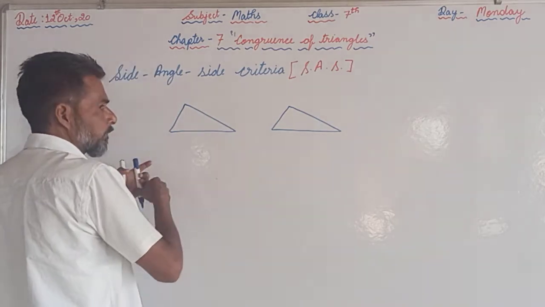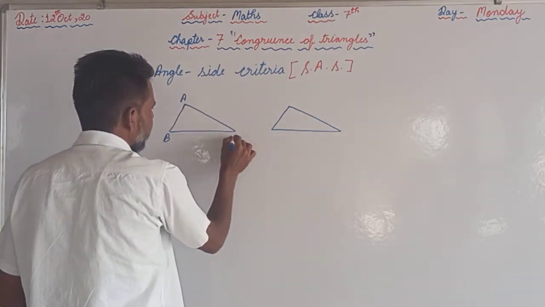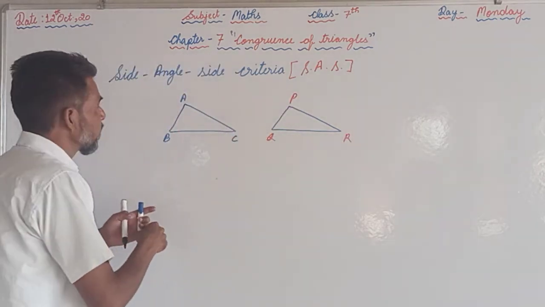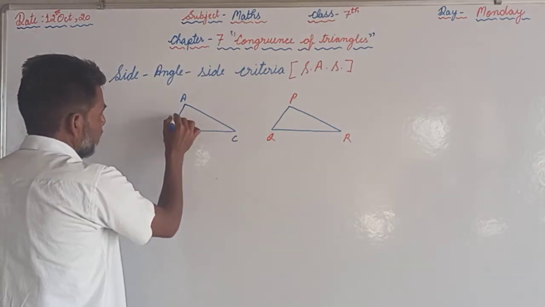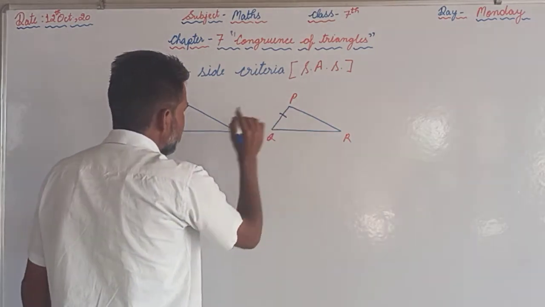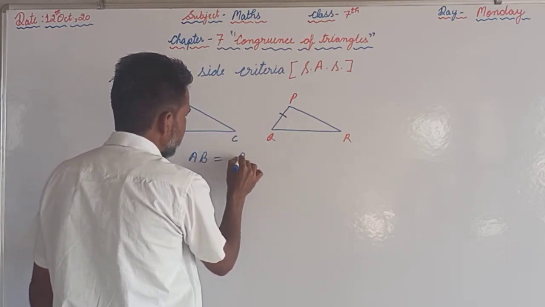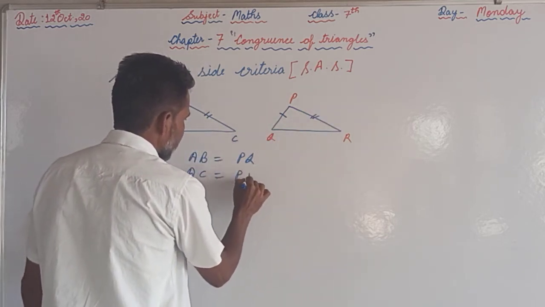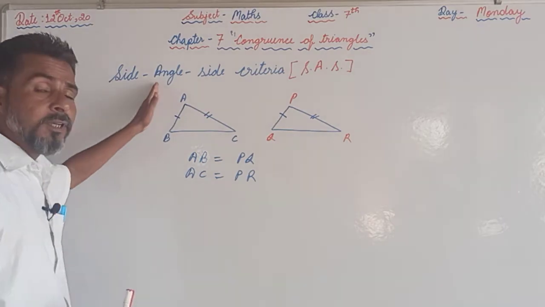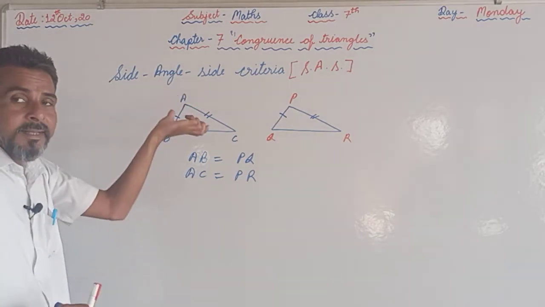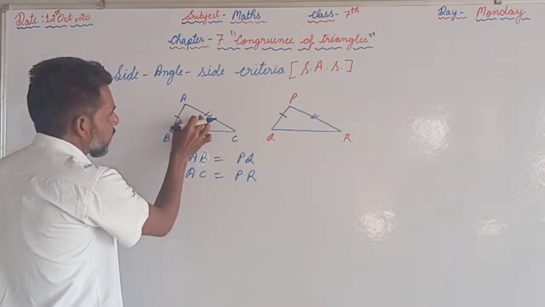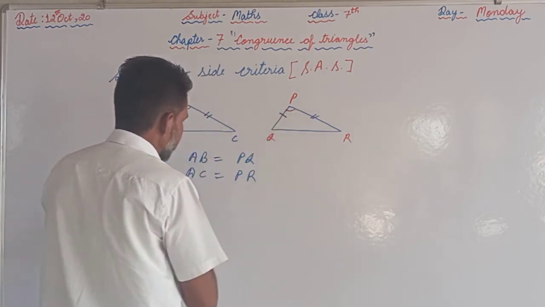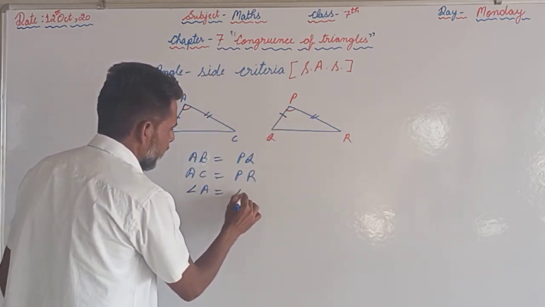Again, two triangles are there, and the names of the triangles are ABC and PQR, and it is given that AB is equal to PQ, and AC is equal to PR, and one angle is also equal, two sides and the containing angle, meaning in between these two corresponding sides. The angle here is A, here the angle is P, so we can write angle A is equal to angle P.